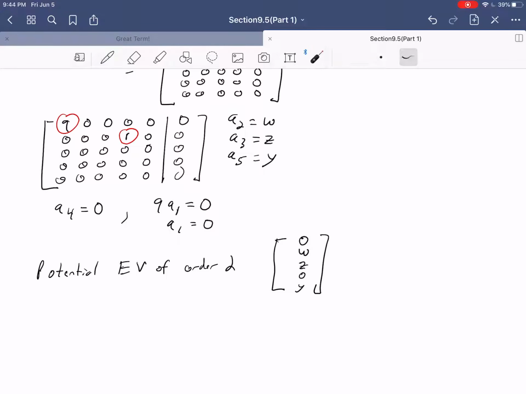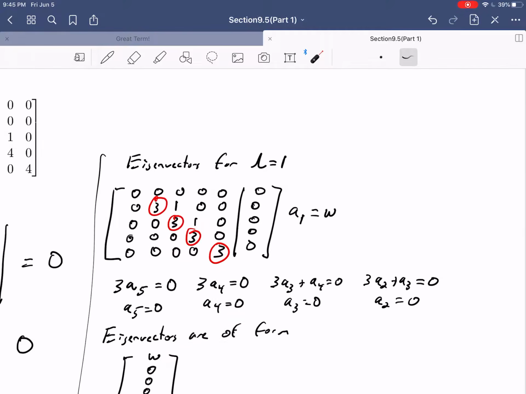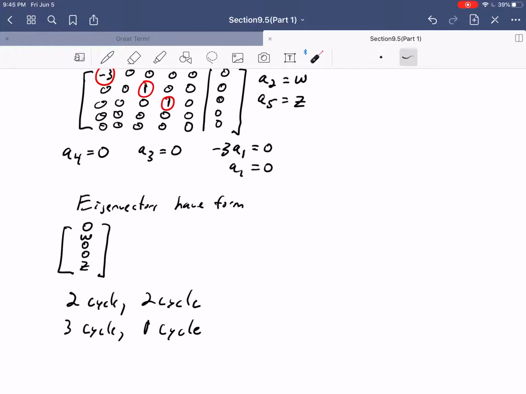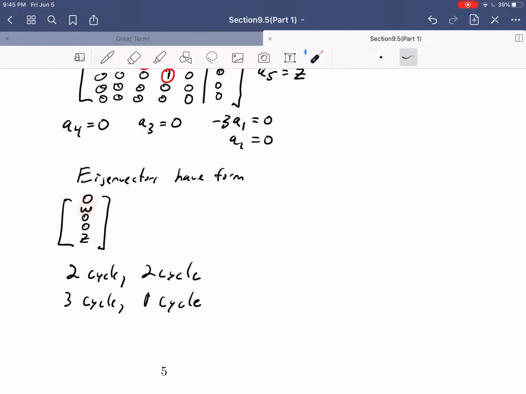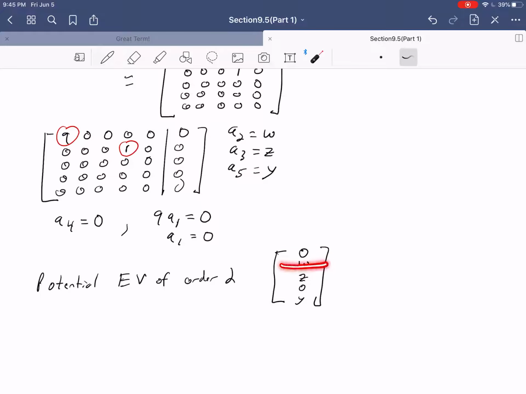Okay. So does this mean that there are 3 dimensions worth of order 2 eigenvectors? Well, unfortunately not. If we go back and look, right, anything that is 0, W, 0, 0, Z, so here in the second component and in the fifth component, are actually eigenvectors of the first order. So actually these are first order and these are first order. So that means we actually only got 1 order 2.